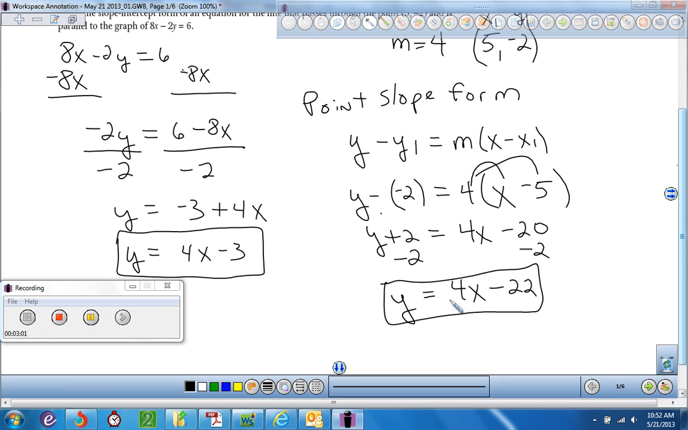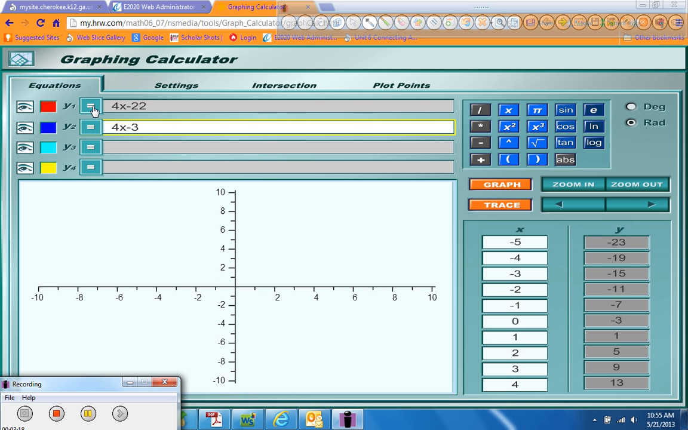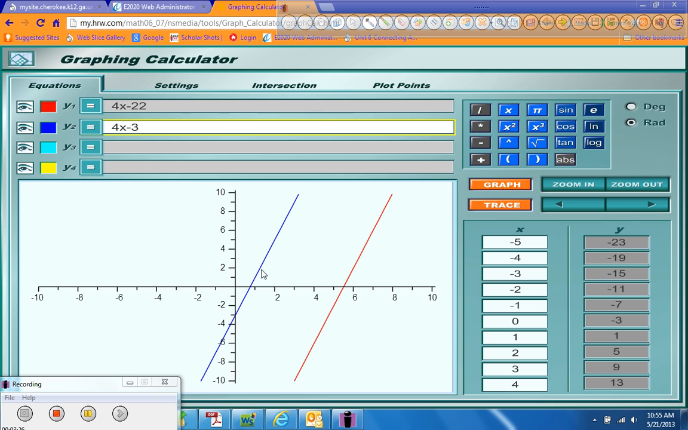Now I'm going to graph them just so we get an idea of what it looks like. Here, just to show what parallel lines would look like, I've typed in 4x minus 22 and 4x minus 3. So I've typed in both our equations. I'm going to hit graph here, and then you'll notice that they're going in the same direction. And remember, when two lines are parallel, they'll never intersect. They would just keep going on at the same level, and they're in the same plane, but they would never intersect.